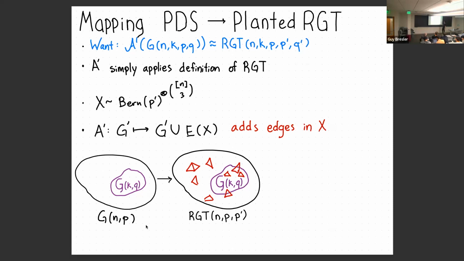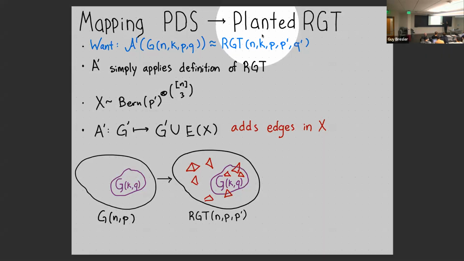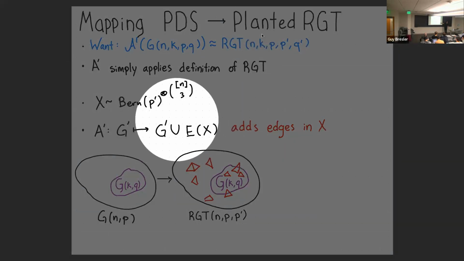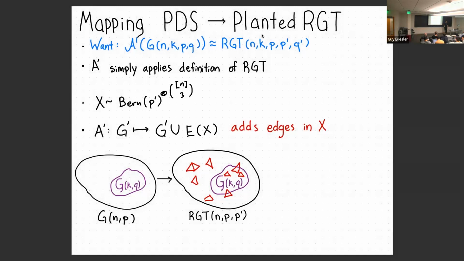So a little bit of notation that's going to show up quite a bit: X here is the distribution of our triangles. Okay, so it's Bernoulli P, product n choose 3. And A prime, we're just writing it out, takes your input graph and takes the union with the edge set of these triangles. This mapping is very simple. And like I said, it correctly maps the planted distributions as well.